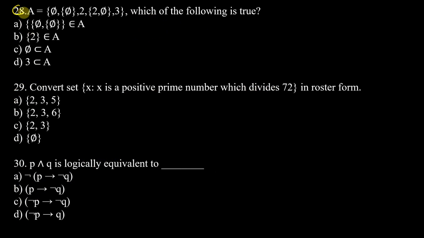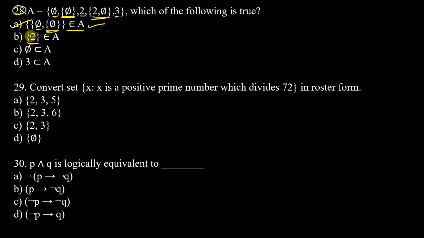Look at question 28. A is a set. It is given that π is an element, and {π} is also an element. 2 is an element. The set {2, π} is also an element. 3 is an element. Which of the following is true? Now π is an element and the set {π} is also an element. Both belong to A. This is the true statement because both belong to set A.